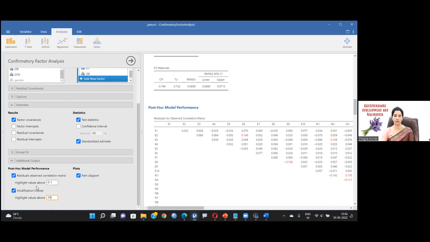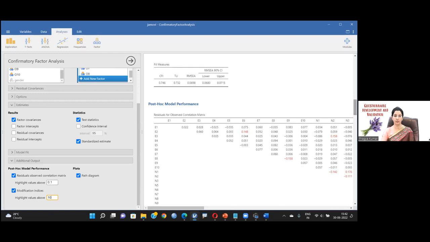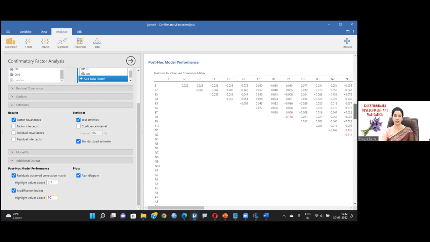And then the modification indices. So what are these modification indices? These are the indices which say how much it is basically the chi-square value.